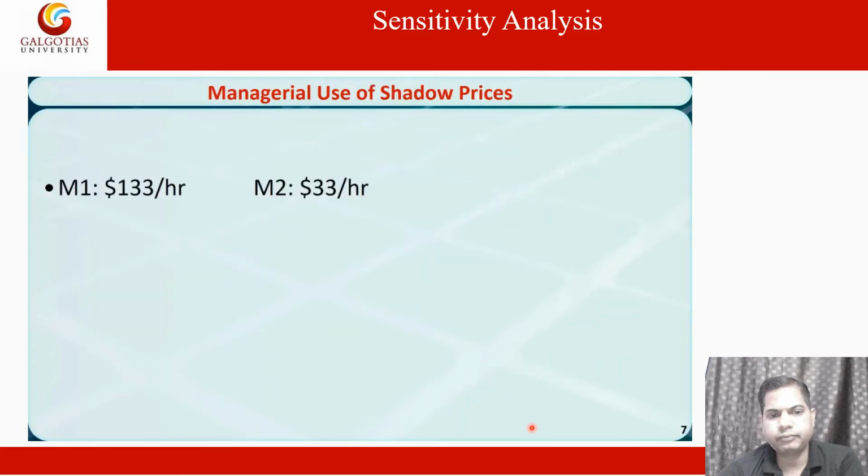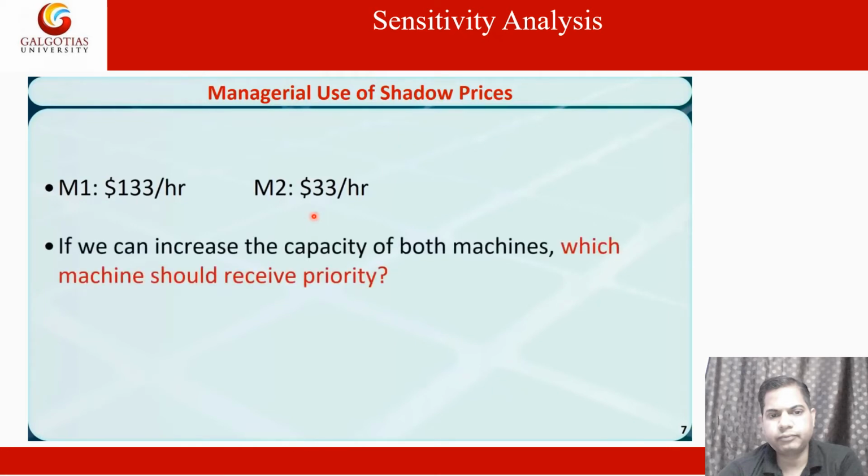Now we have the shadow prices of these two machines. Based on these shadow prices, let's answer these questions. First question, if we can increase the capacity of both machines, which machine should receive priority? The answer is machine 1, because if we increase both machines' processing time by 1 hour, the increased profit from machine 1 is much higher than the increased profit from machine 2.